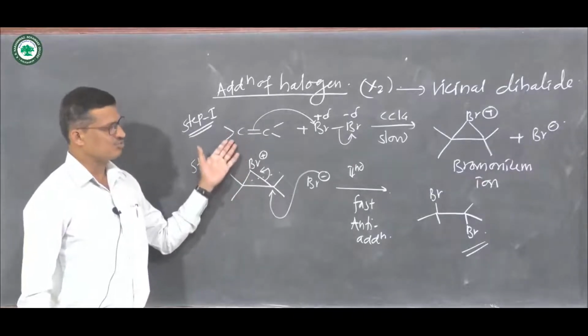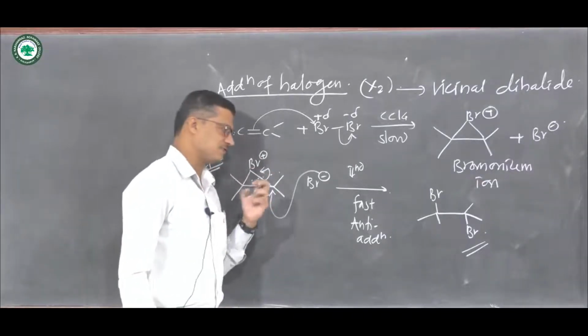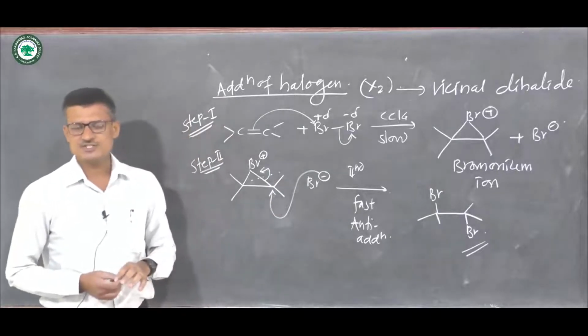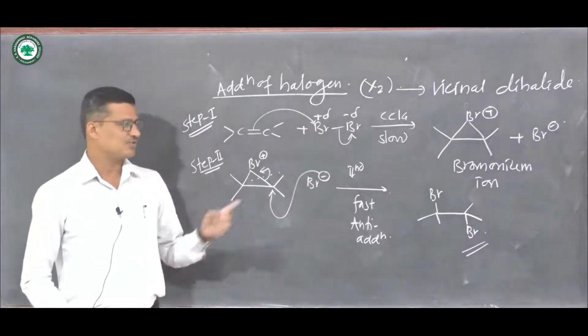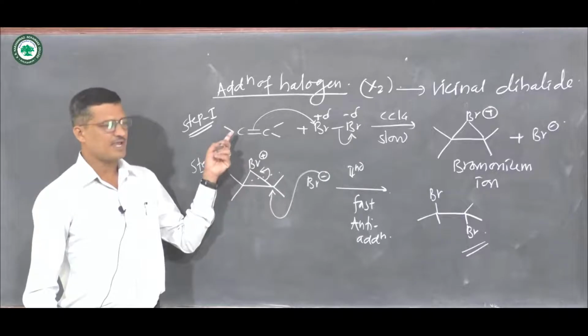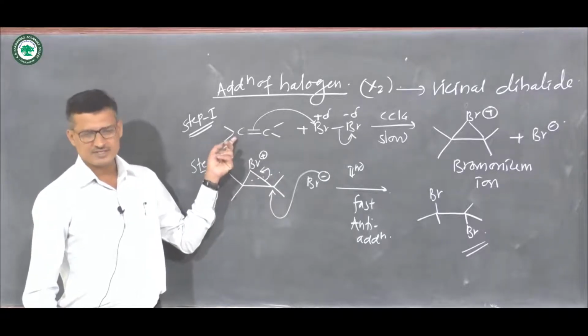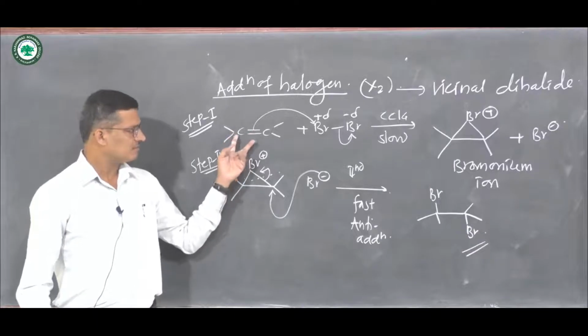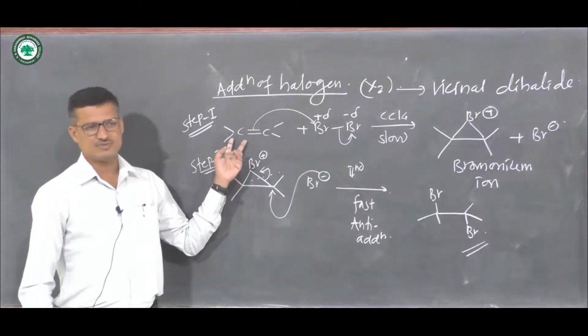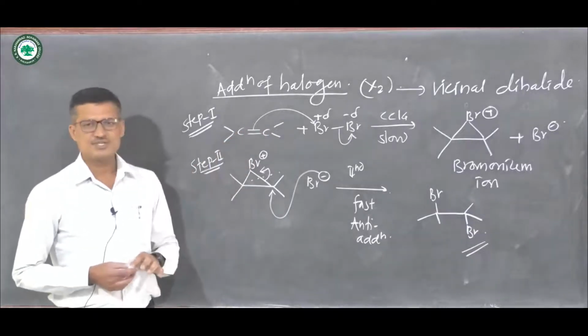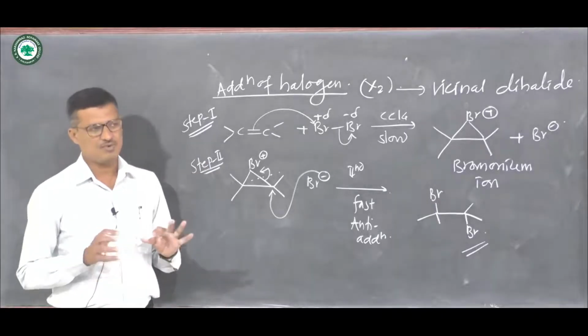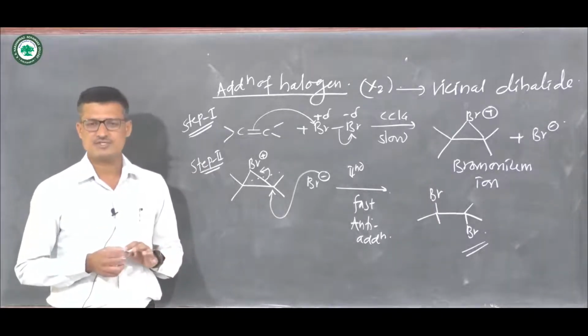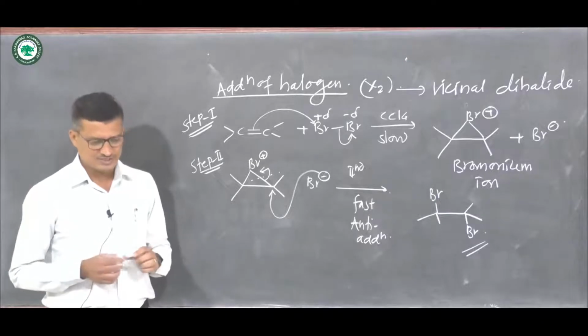So this is another support: the structure of the alkene decides the rate of reaction. When electron donating groups are attached, they activate the alkene, the reactivity increases, and the rate of reaction is more. But when electron withdrawing groups are attached to the carbon-carbon double bond, they deactivate the alkene, and ultimately the rate of reaction decreases. So this is the second support.